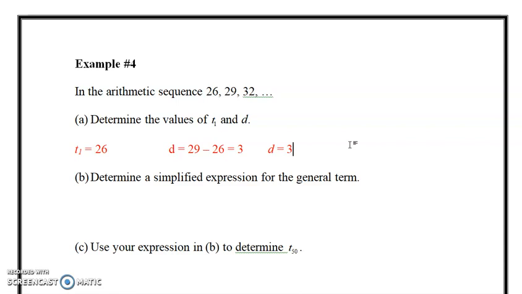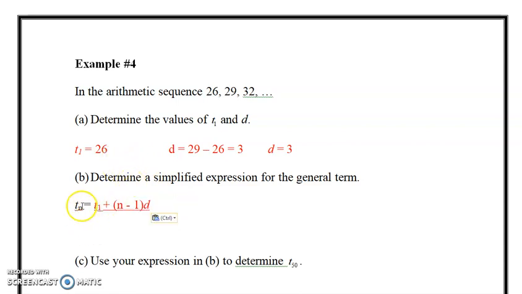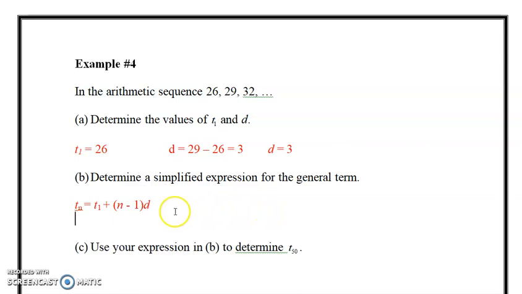The next question, example 4b, says determine a simplified expression for the general term. So there's two formulas we have for this. The first one is going to look like, again, I'll just bring our formula, and we have Tn is equal to T1 plus n minus 1 multiplied by d.